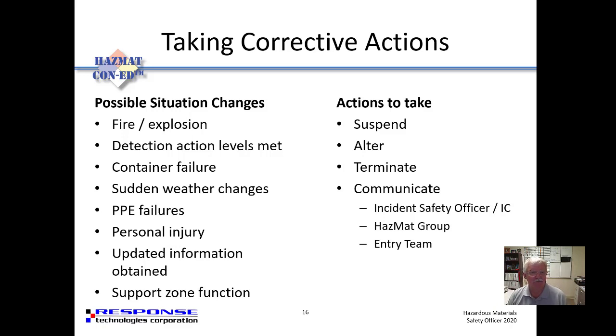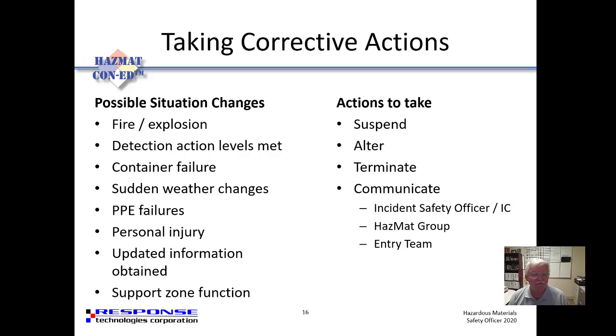Detection action levels are met. If the entry team using detection equipment indicates that some of these action levels have been met, that means that the situation is changing and it's not what we expect, and so therefore there may be a need to suspend, alter, or terminate operations. Container failures, sudden weather changes, incoming weather, PPE failures, personal injury.